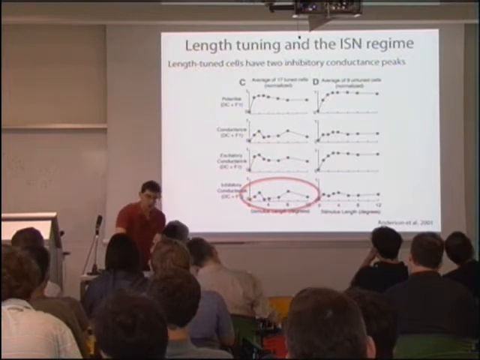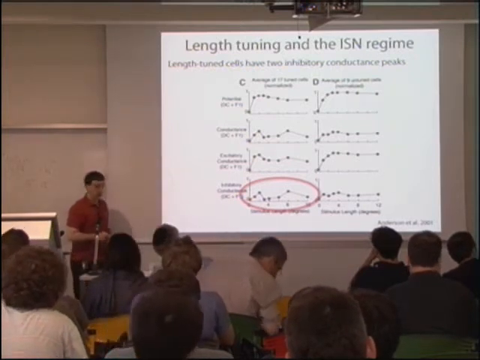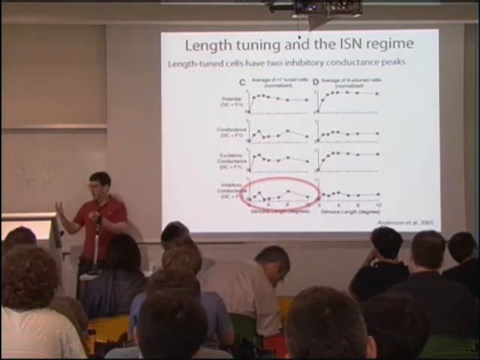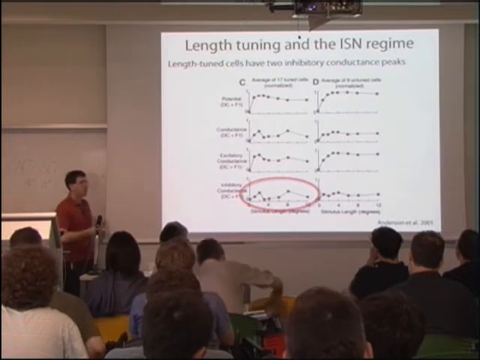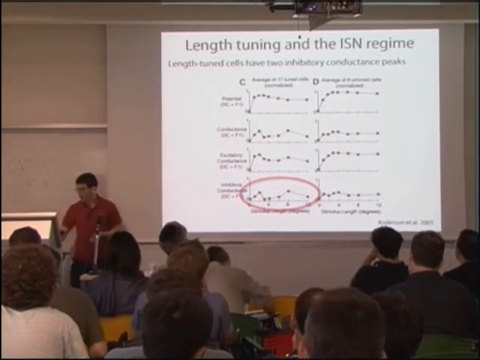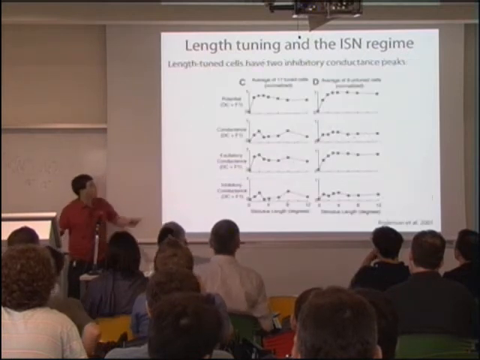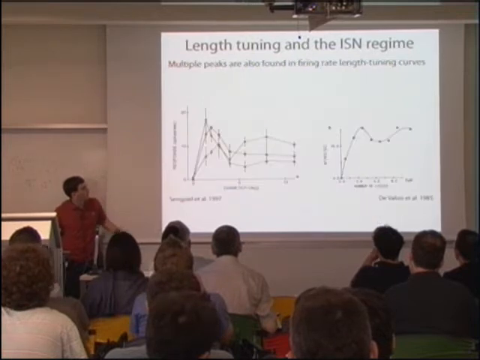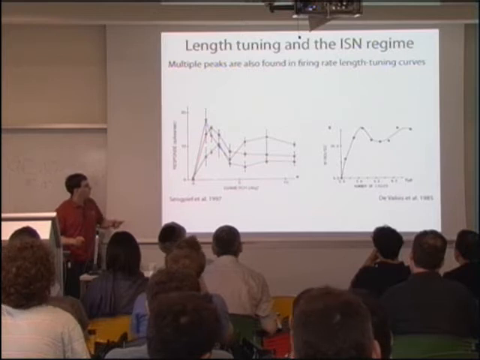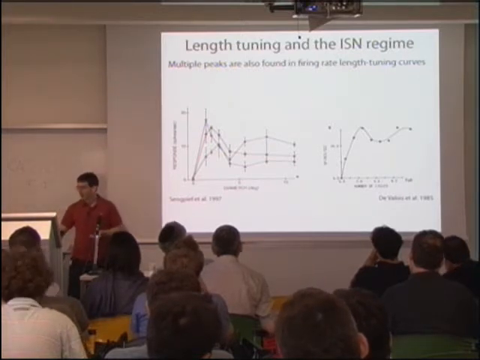And so the question that I first addressed when I joined the lab is, can we use this ISN model to gain any insight as to where this kind of effect comes from? And I also want to point out that not only do you see this when you average over lots and lots of cells in V1 looking at conductance, but it's also been observed in firing rate curves as well, although less talked about. Just to say this is a real effect.